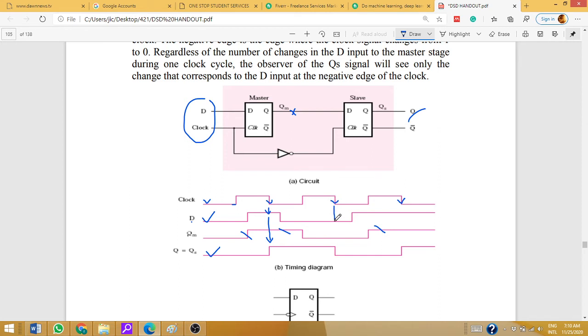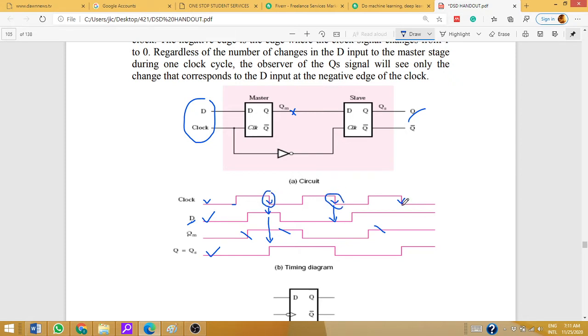See here another, when it is falling edge, what is D here? It is low. Now it is changing from high to low. So we can say the transition in output Q is following D, checking D when the clock negative edge is coming, is it?